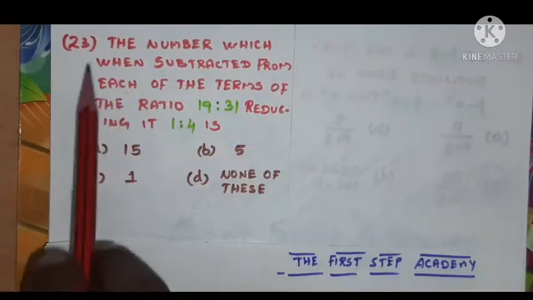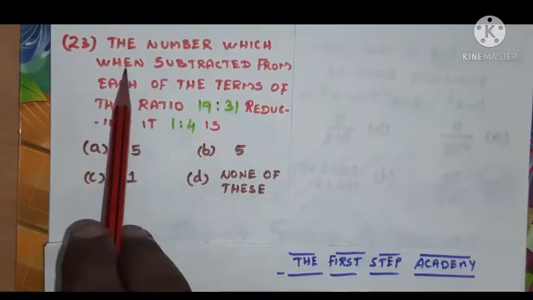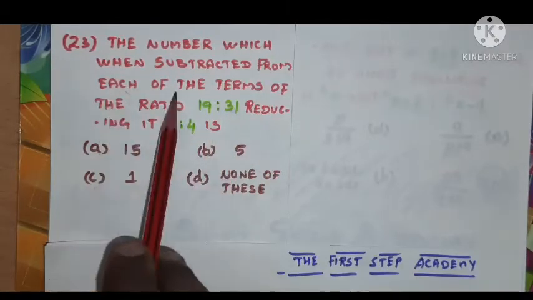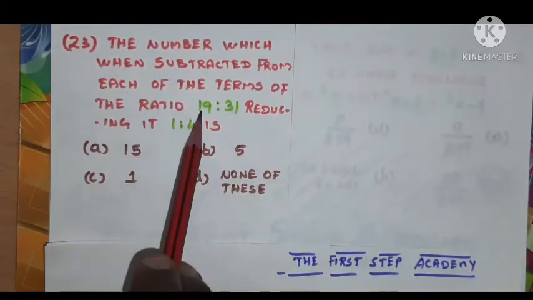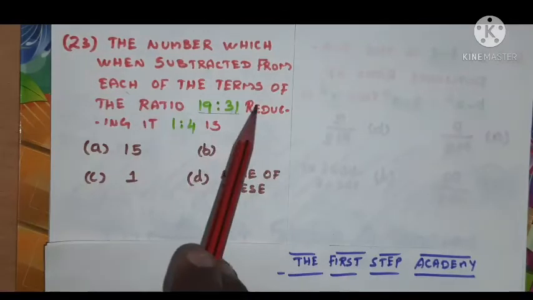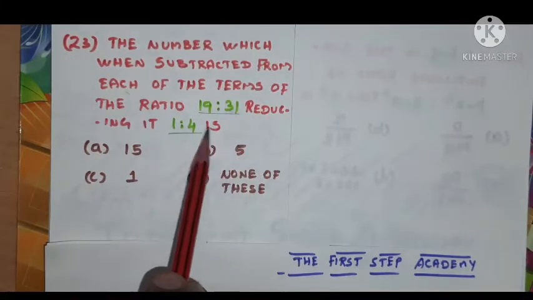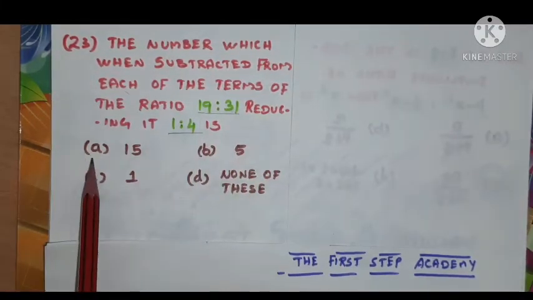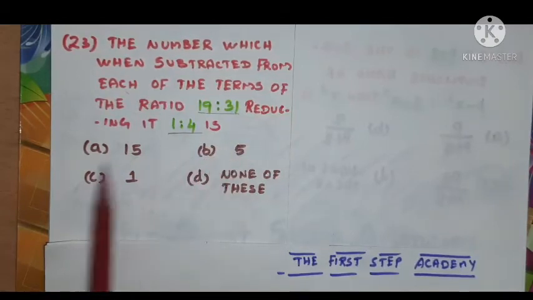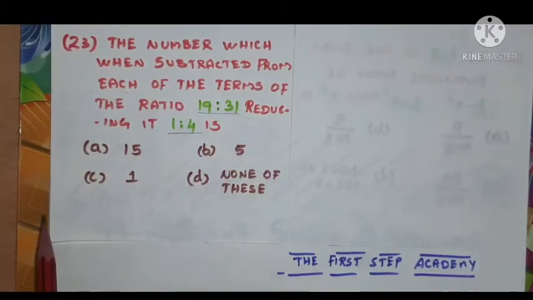Okay, the next question. The number which when subtracted from each of the terms of the ratio 19 is to 31, reducing it to 1 is to 4, is. Given options are option A 15, option B 5, option C 1, option D none of these.